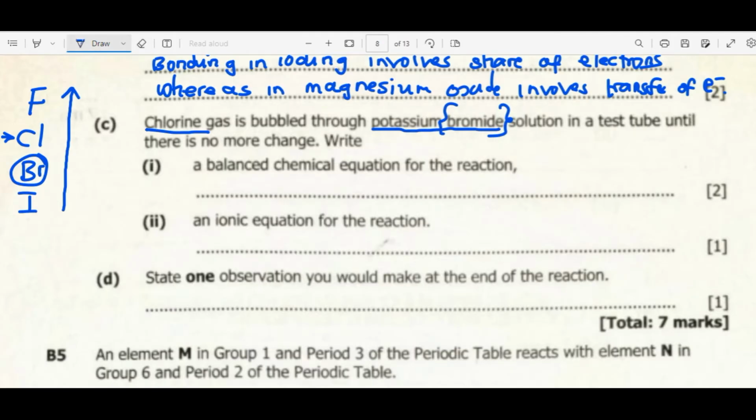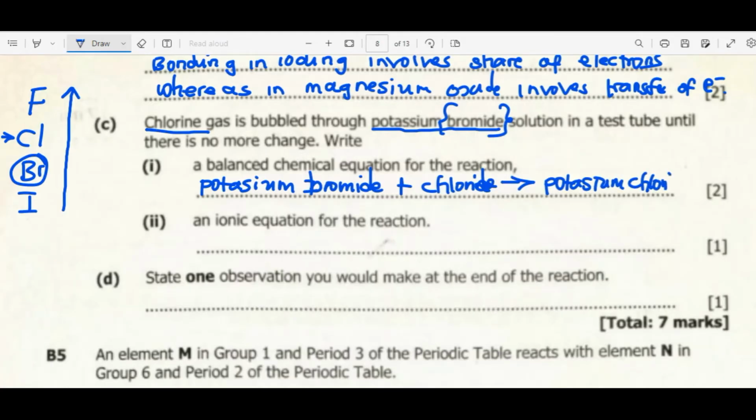So the word equation is we have potassium bromide plus chlorine. So we are going to have potassium chloride plus bromine.